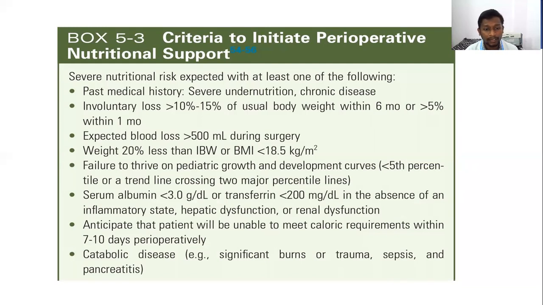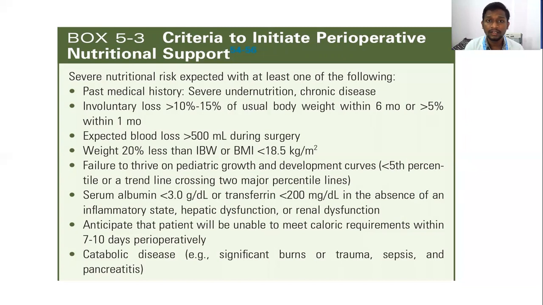The other is expected blood loss. If he is planned for a major surgery and the blood loss is estimated to be more than 500 ml, which is about 1/5 of the blood volume, you are supposed to provide him nutrition. Or if the BMI is less than 18.5, an underweight person. Or failure to thrive, which especially occurs in pediatric groups, where a baby is not able to thrive even after nutrition. This you can diagnose by comparing with growth charts.